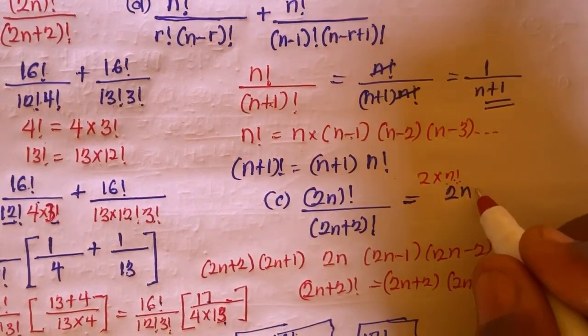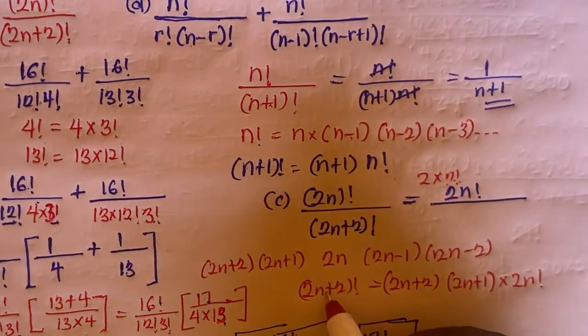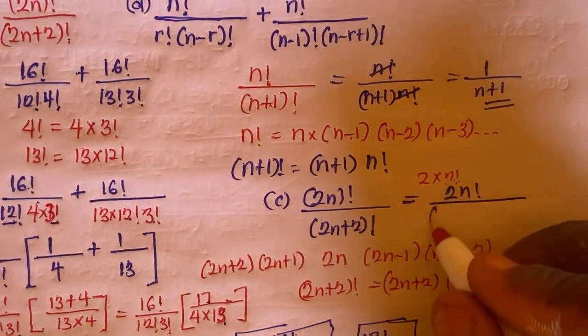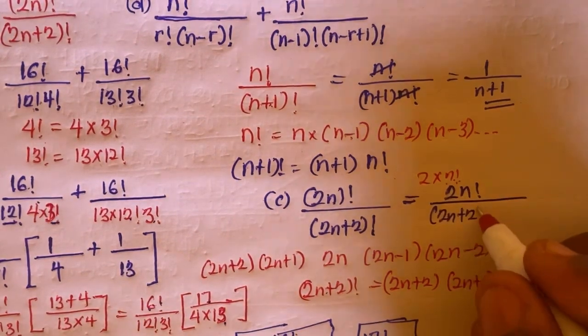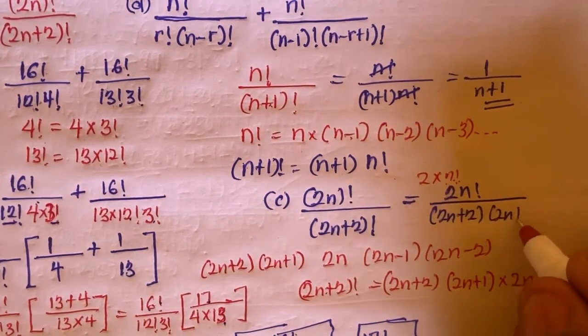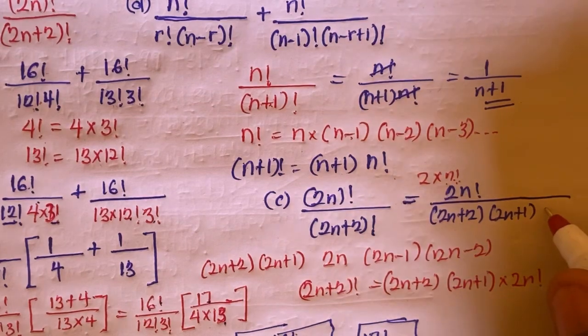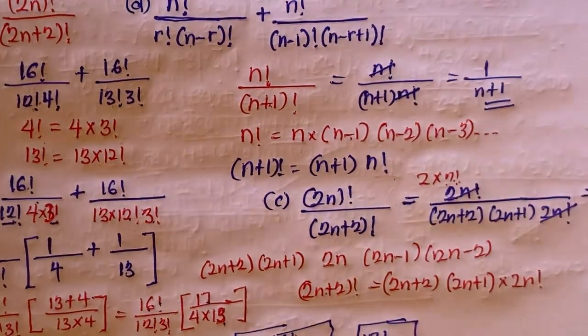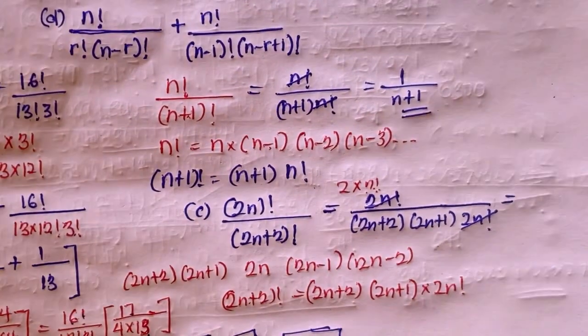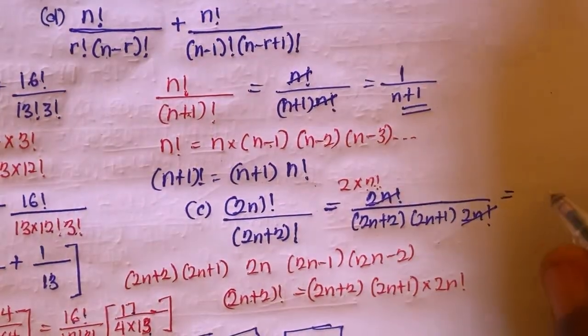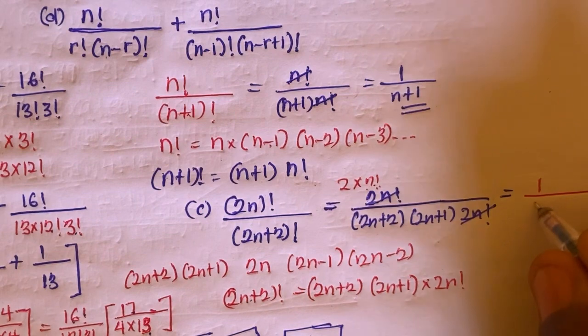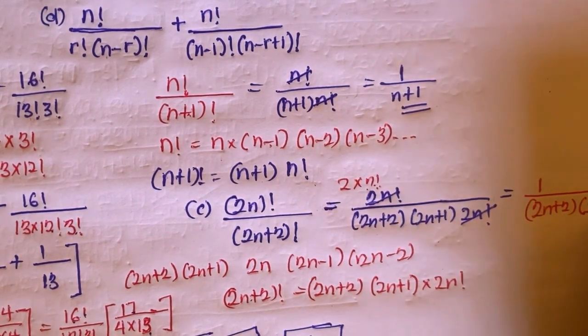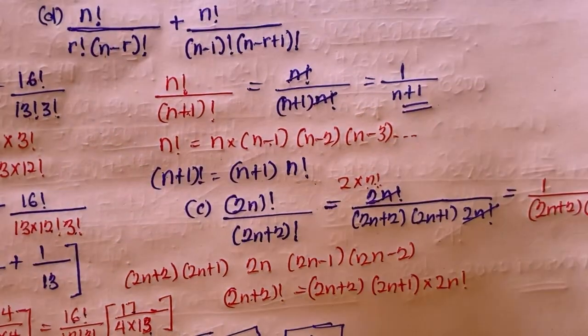So what I'm going to do now is bring this 2n up. This is my 2n factorial. Then divided by my 2n plus 2 factorial, which is everything here, 2n plus 2, right? Then 2n plus 1. Then I'm having 2n factorial. So we cancel this. Then the final answer is 1 divided by 2n plus 2 times 2n plus 1. That's just the answer.